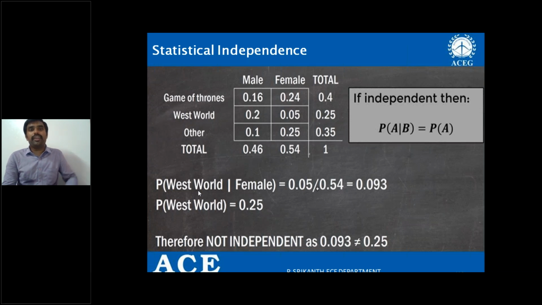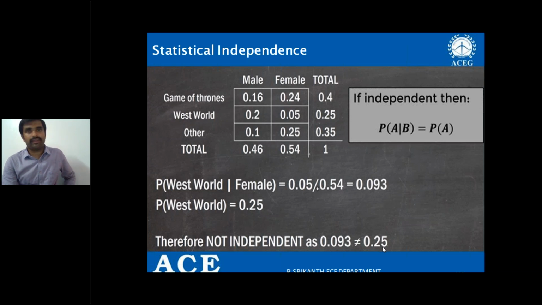That can be known by taking the probabilities. The probability of Westworld subscription by the female is 0.05, divided by the total female subscription, 0.54. So that conditional probability is 0.093. If P of A given B equals P of A, then also you can say independent. What is P of A? A is nothing but Westworld subscription, taken from the marginal probability. The total Westworld subscription by male and female candidates is 0.25. So are they equal? No. Therefore, they are not independent.